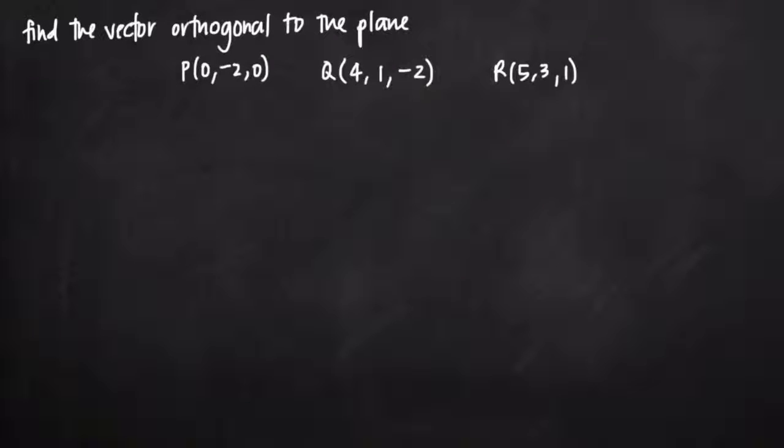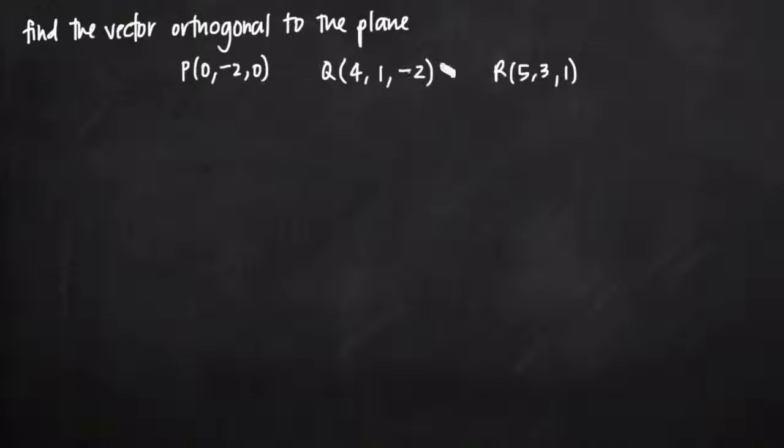Today we're going to be talking about how to find the vector which is orthogonal to the plane. In this particular problem, we've been asked to find the vector that's orthogonal to the plane, where the plane is defined by 3 points. The plane runs through 3 points, (0, -2, 0), (4, 1, -2), and (5, 3, 1). We've defined these 3 coordinate points as point P, point Q, and point R.